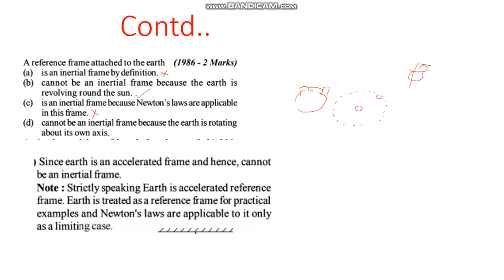It cannot be an inertial frame, the fourth option, because the earth is rotating about its own axis, which is true, right? It is rotating about its own axis as well as around the sun, so it is under rotational motion. Anything which is under rotational motion cannot be considered an inertial frame.